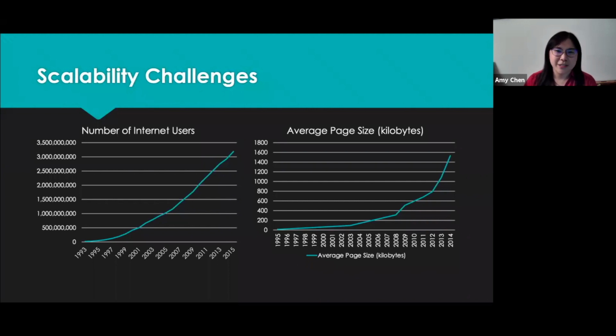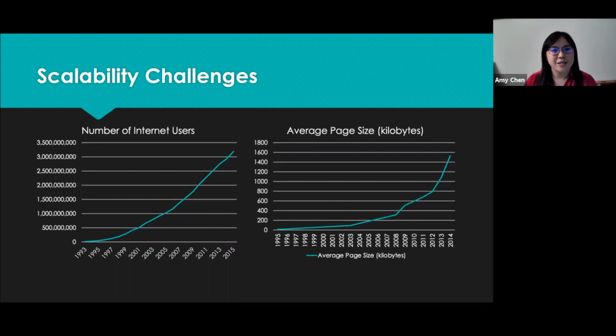And then, each of those people are making more requests per person, that kind of thing. And then on the right side here, you can see the average page size in terms of kilobytes. The reason why this is also important is the larger a given page, the more objects there probably are on that page, and therefore the more HTTP requests that need to be made in order to properly render.